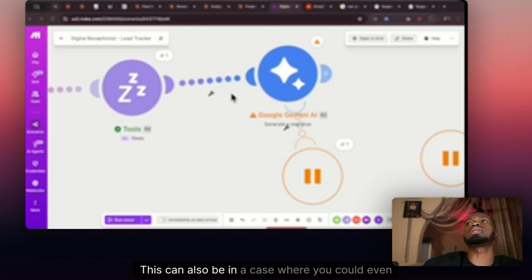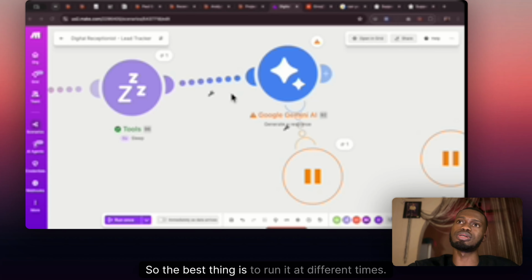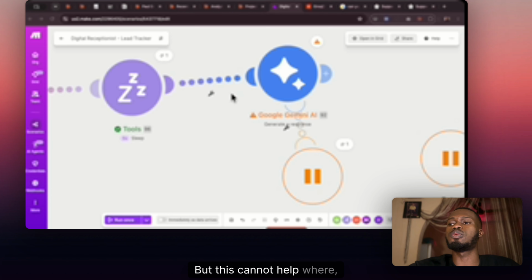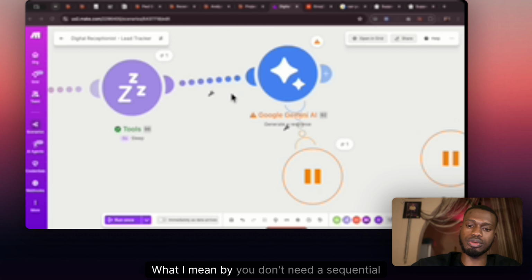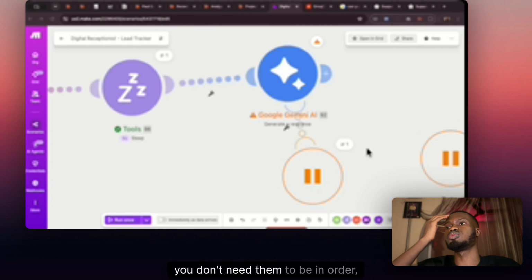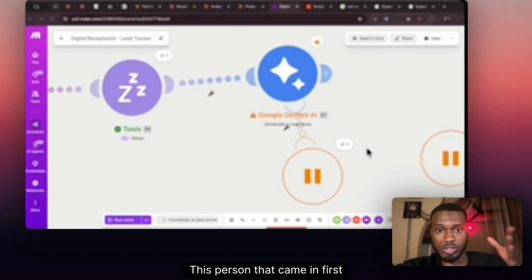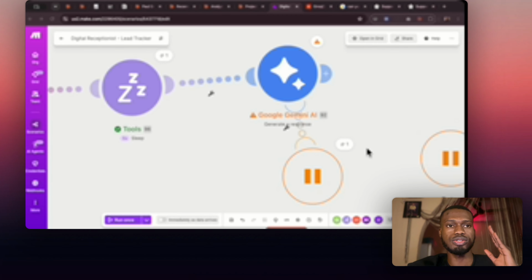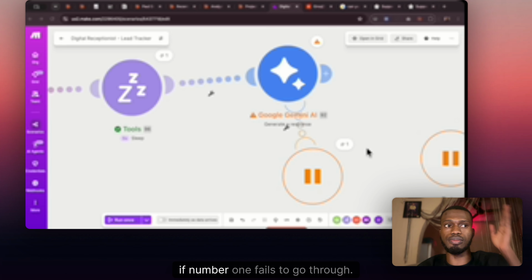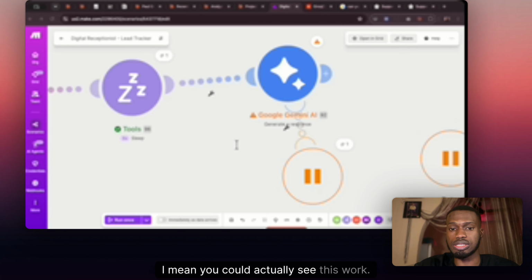This can also be in a case where you could even run it at the same time, but that's going to break. So the best thing is to run it at different times. But this can help where you don't need sequential processing. What I mean by that is, if you have those 200 leads, you don't need them to be in order. You don't need it that the person that came in first must always be the first, right? So you could have even number 51 as the first if number 1 fails to go through.